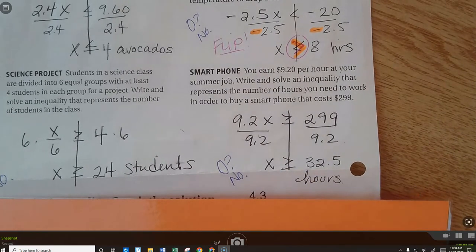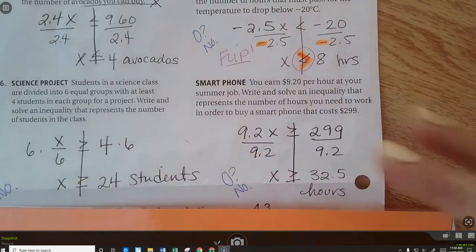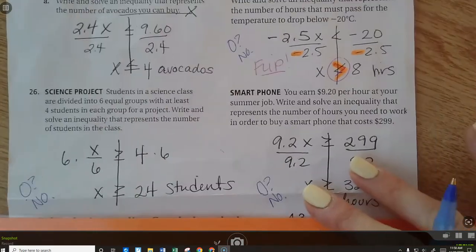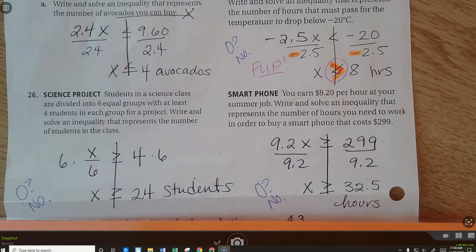I know sometimes plugging in 0 seems like a silly number, but just be used to answering that question. Would something be a solution that works? Yes or no. Your job now is to continue working on your packet.